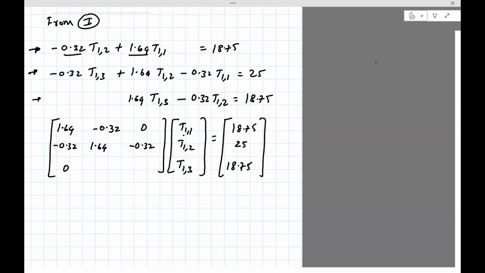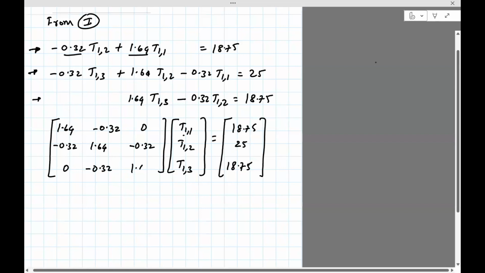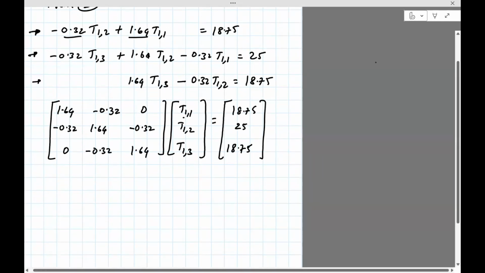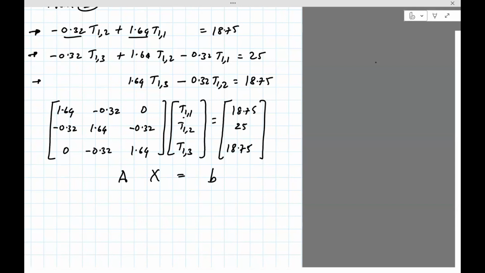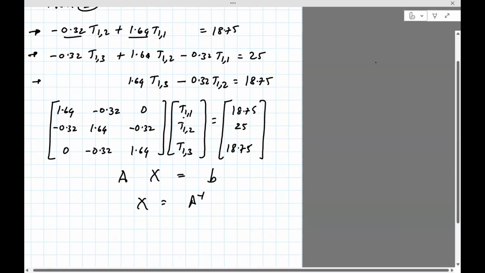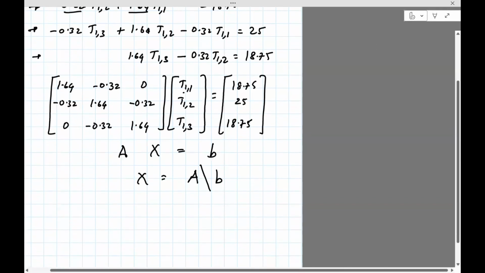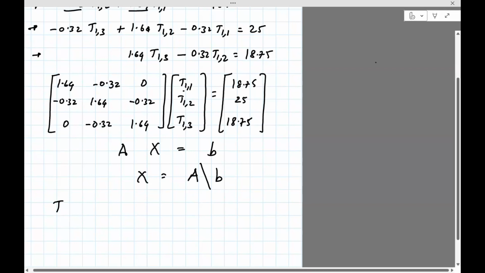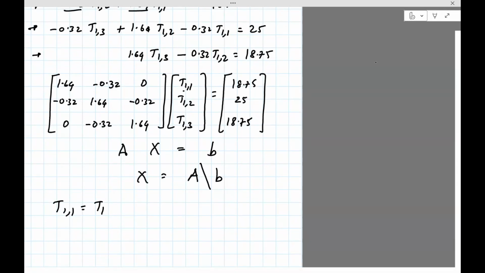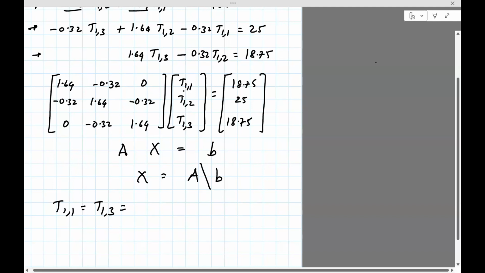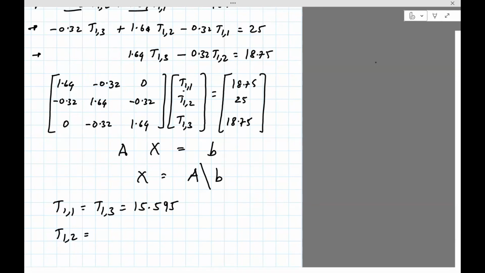0, minus 0.32, 1.64. So this is of the form Ax equals b, x equals A inverse b, or if you like, in Octave or MATLAB, you can do A backslash b. Solving this, we get t1,1 equals t1,3. They have the same value. It's going to be a symmetric profile, which is 15.595, and t1,2 is 21.33.